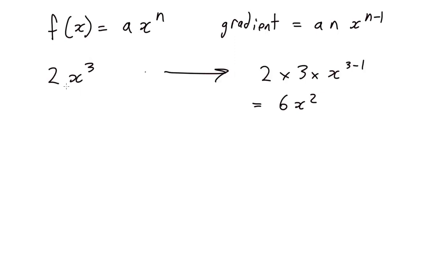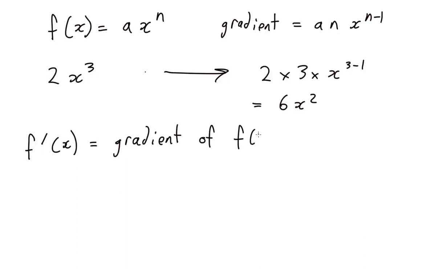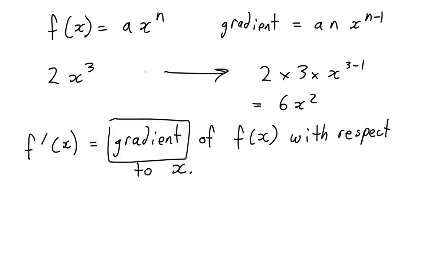Now we have a special terminology that we use for the gradient. We call it the differential. And there's different symbols that we use for the differential. But if we are taking a function and differentiating it with respect to x, so we're seeing how the function changes with respect to x, then the notation that you often see is f'(x). This is the gradient of f(x) with respect to x, which means as you change x. You may also see, rather than the word gradient used, they call it the differential.